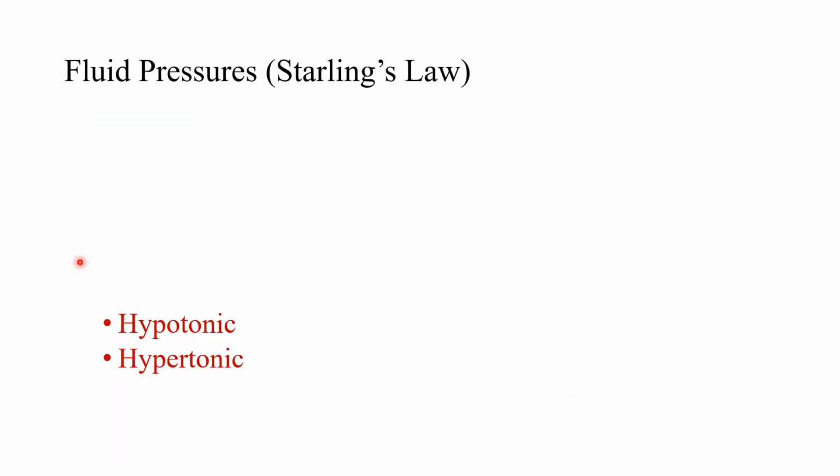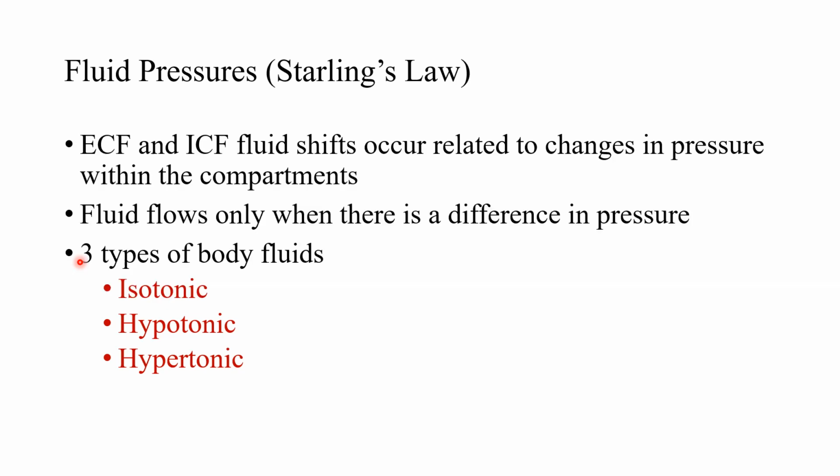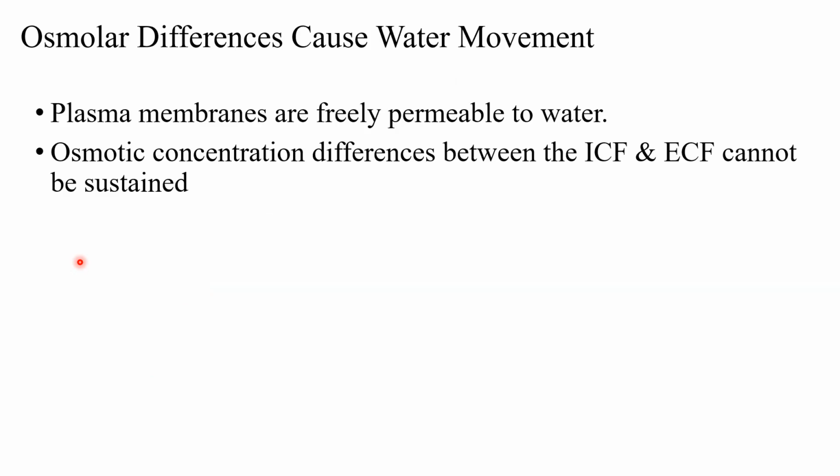And we use fluid pressure, Starling's process, like hypotonic, hypertonic, we use, right? So you are aware of what is hypotonic, hypertonic. So what is the net movement of water? It goes from the hypotonic solution to the hypertonic side, right? Hypertonic means the more concentrated side. So osmolar differences cause water movement, right?